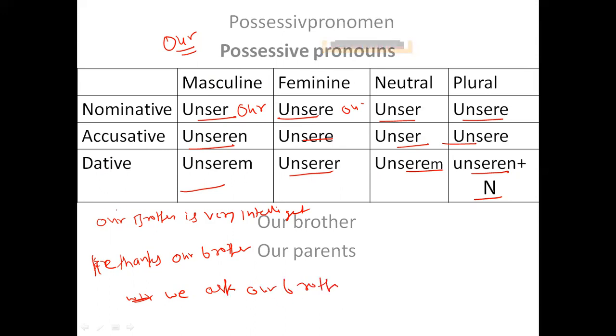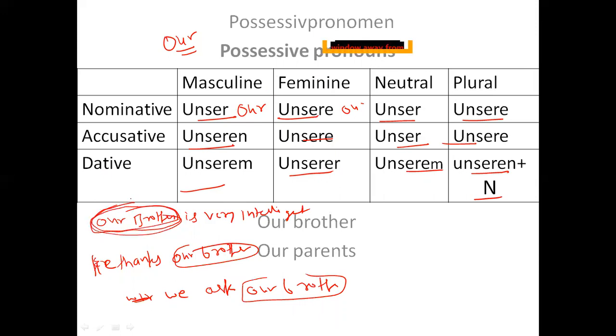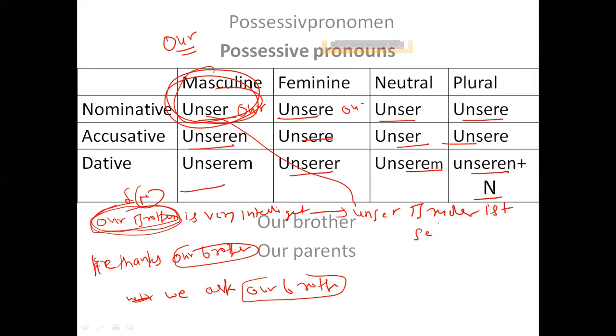I need to see that in all the sentences I am writing our brother, our brother. But in sentence number one, our brother is very intelligent. This is subject, that means nominative. I will write this one, right? Because brother is masculine, I will write Unser Bruder ist sehr intelligent. This is sentence number one.